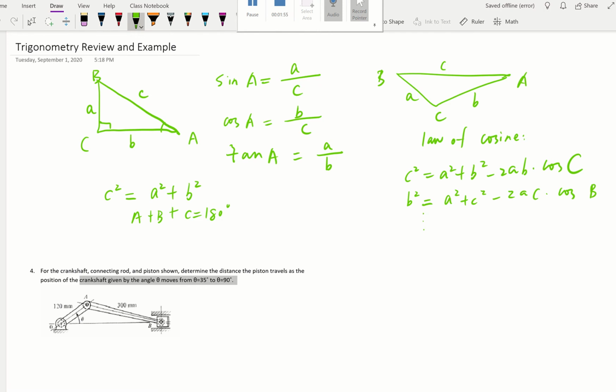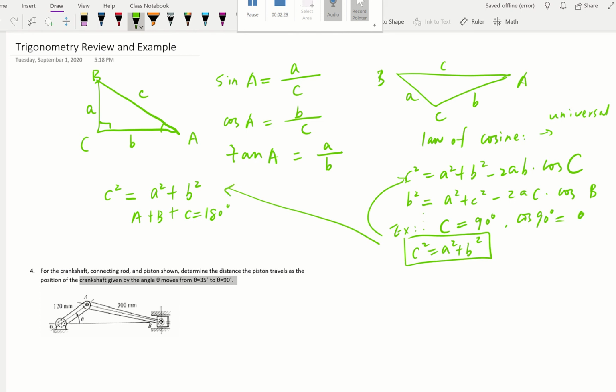As a matter of fact, here I'm going to look at a special situation. For example, if my angle C here is 90 degrees, so this is a right triangle, because this is universal and applies to every single triangle, of course it's going to apply to a right triangle too. So what is cosine 90 degrees? 0. In that situation, plug it in. We have c squared equal to a squared plus b squared minus 0. And that is indeed our Pythagorean theorem, right? So the law of cosines applies for everything.